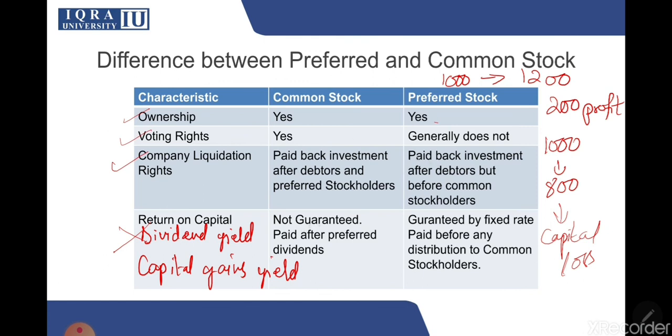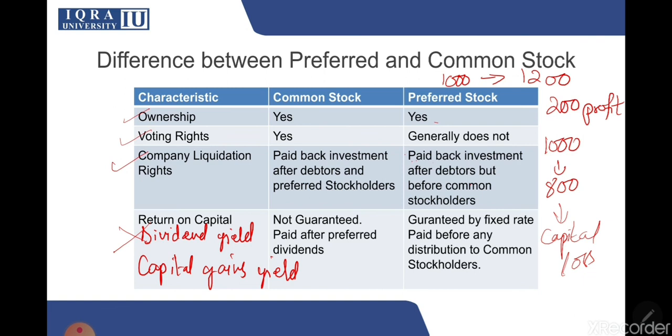Company liquidation rights, so like already discussed, they are paid after the payment is made to the debt holders, but they are paid before the common stockholders. So first level is the debt holders will be paid, then preferred shares will be paid, and then common share payments will be made.